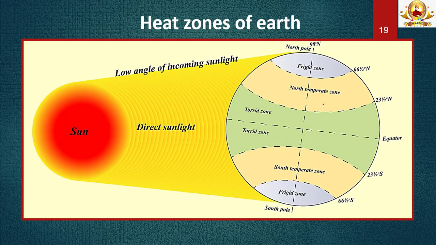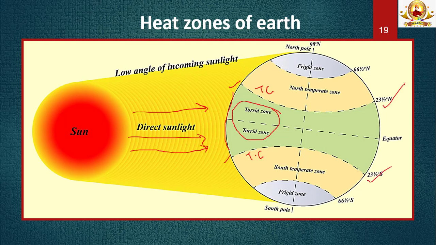Moving further, let's understand the heat zones of Earth. We know that Earth is moving around the Sun and around its axis also. You can see that this area is closest to the Sun and the direct sunlight is approaching this area. So when direct sunlight is reaching this area between the Tropic of Cancer and Tropic of Capricorn, this area will get maximum heat and this is called the torrid zone.